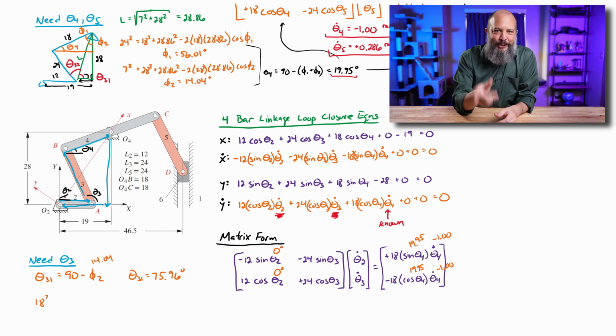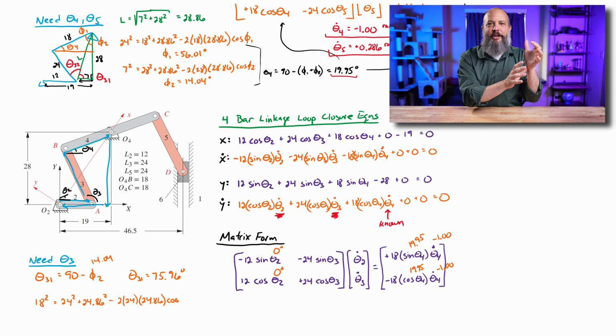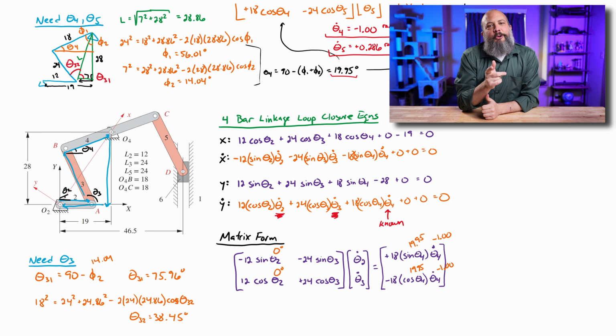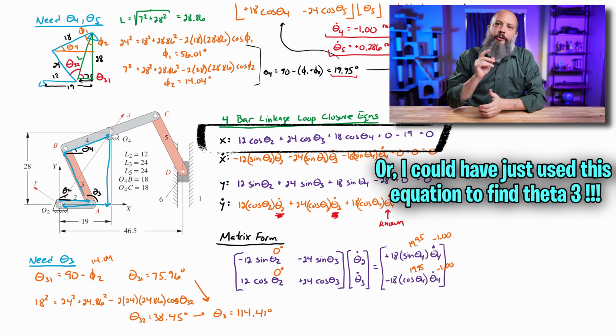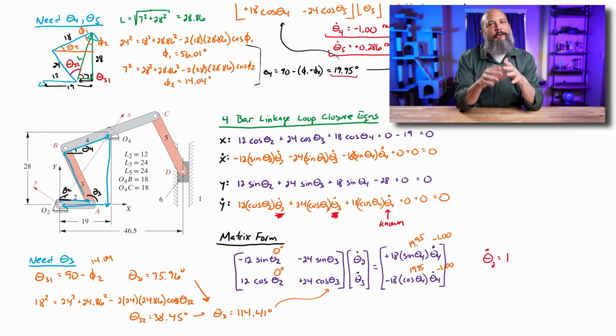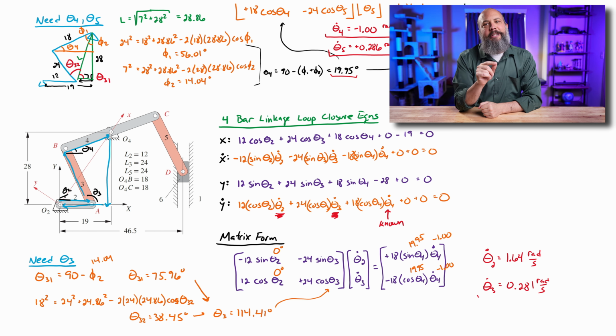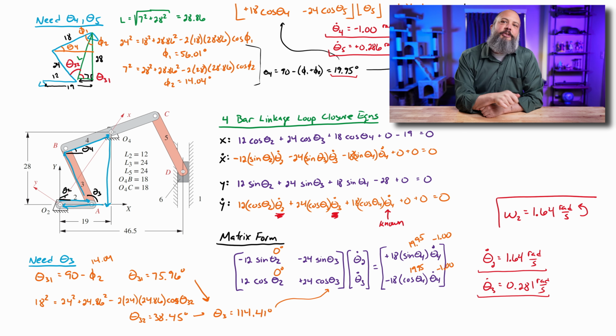For theta 3,2, we're gonna have to do a law of cosines since it's on that left-hand triangle, the big one, and since we know all 3 sides, we can get it with the law of cosines. That works out to be 38.45 degrees, so add these 2 angles together, they combine to be theta 3, 114.41 degrees. So we now plug that in, so now all the coefficients are known, it's just a big calculator problem. Put this in your system solver, you get theta dot 2, 1.64 radians per second, theta dot 3, 0.281 radians per second.